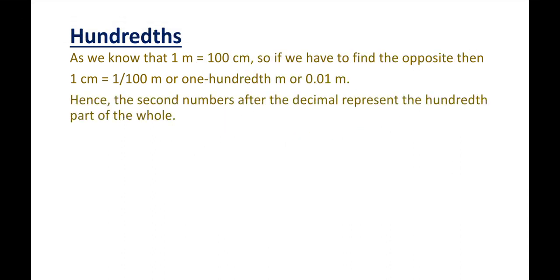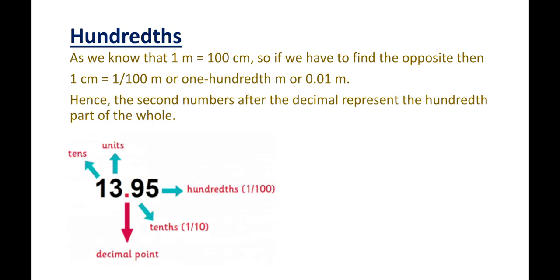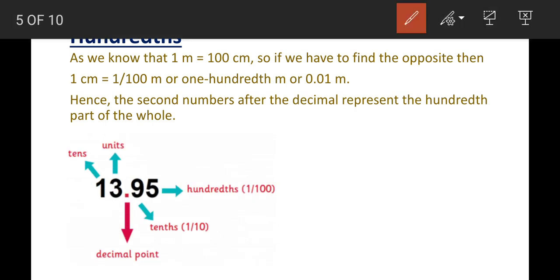So the second number after the decimal represents the hundredth part of the whole. The first digit after the decimal represents the tenth, and the second digit after the decimal represents the hundredth from the whole part. Here is an example: 13.95. This decimal point separates the whole part from the fractional part.